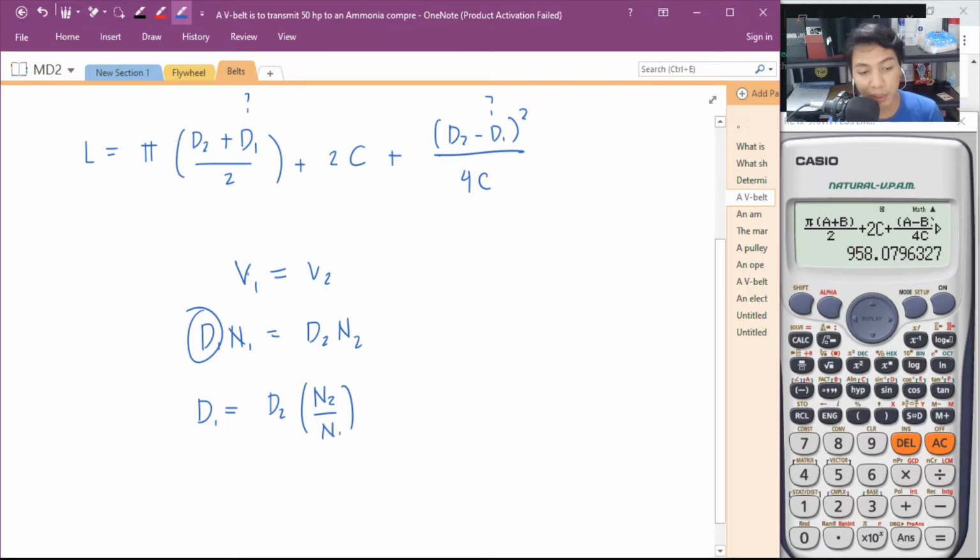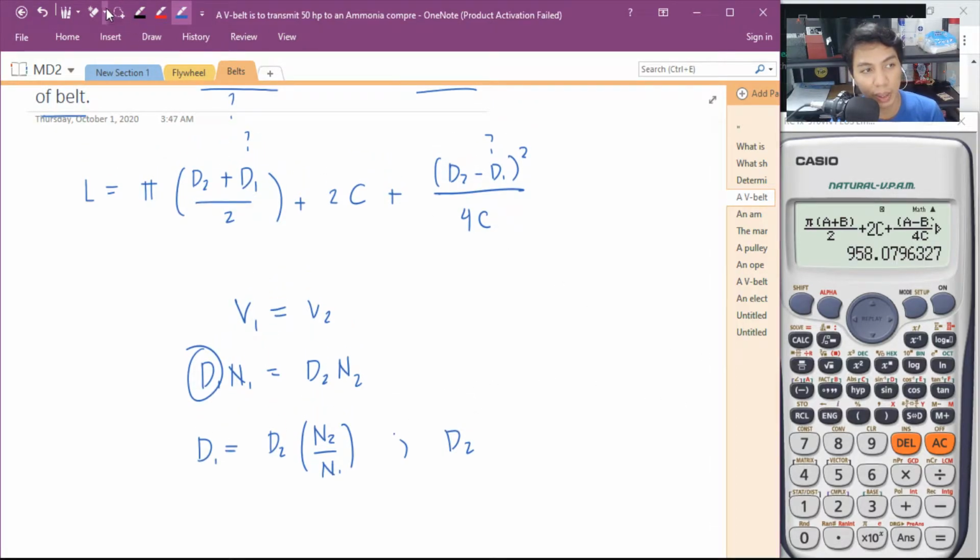Dito pala tayo. Ngayon, kung dito naman solve natin, D2. Hindi pala D1 ang wala tayo. Dito pala ang wala tayo. So, yun ako, nagkamali. Dito ang wala tayo. So, ito, yung malaking diameter kasi mas mabagal eh. D2 is equal to D1 multiplied to N1 over N2.